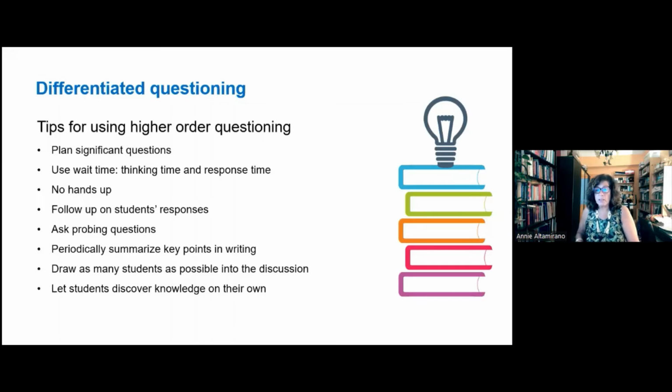Also, ask probing questions and follow up on the students' responses. So, subsequent questions are formed on the basis of the students' responses. Periodically summarize in writing the key points that have been discussed so that students do not lose the thread of the discussion. And of course, draw as many students as possible into the discussion and let them discover knowledge on their own. Don't spoon feed the students. Sometimes we give too much help.